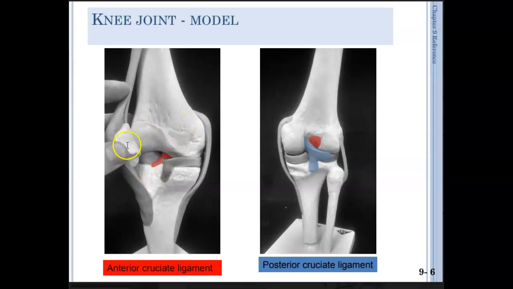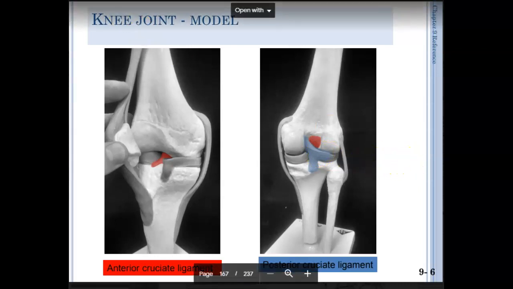If you're looking at, here's the patella. The ACL kind of comes back here to help keep that bone from sliding backwards. And here too, here's your posterior cruciate ligament in the back. It prevents this bone from sliding backwards. Both of these are really important in stabilizing your joint.